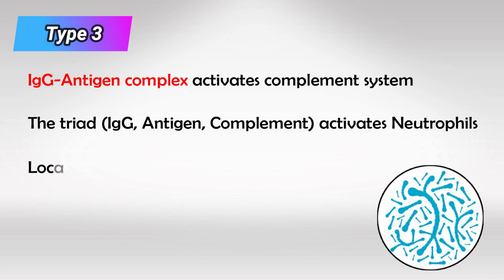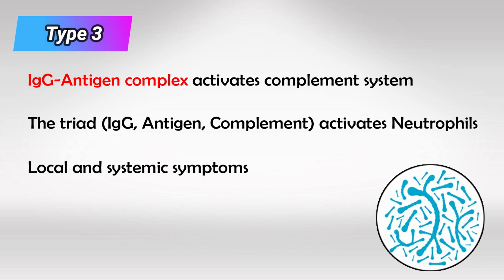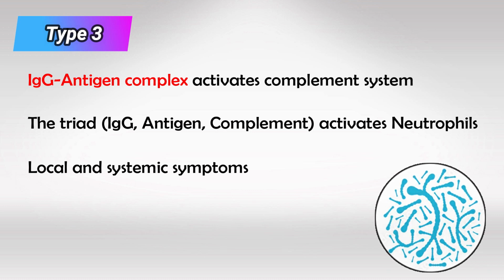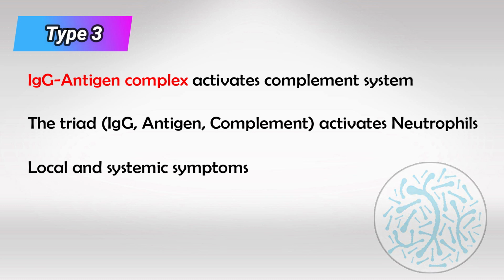So locally we expect to see arthritis or vasculitis or inflammation in whichever organ this presents. And systemically we want to see fever, we want to see agitation, drowsiness, dizziness, nausea, headache. So basically systemic symptoms that the body is sick.